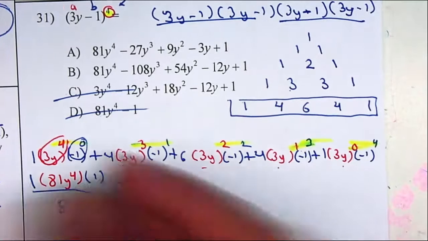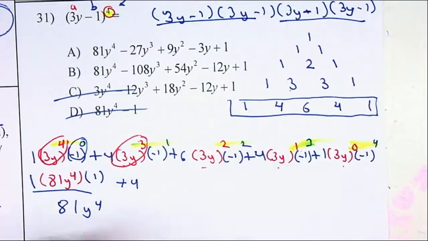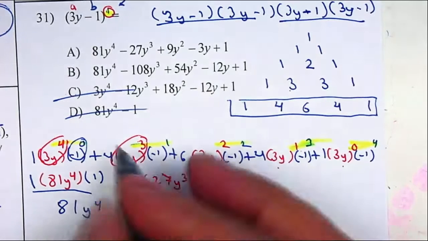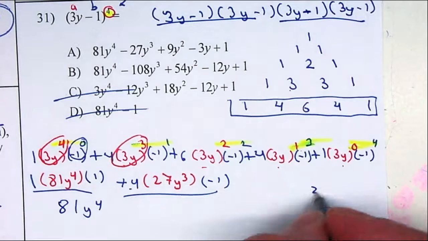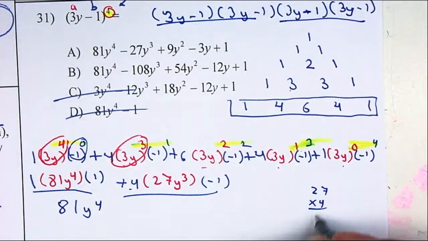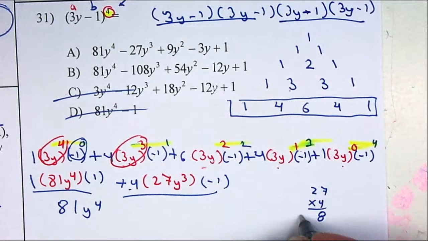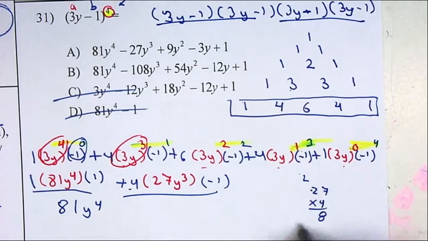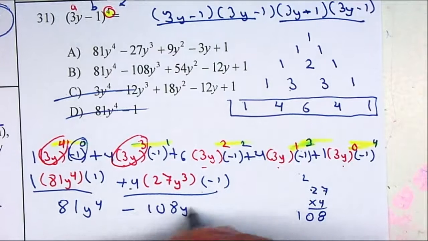So plus 4. Then we have 3y to the 3rd power, which is 3y times 3y times 3y, which will be 27y to the 3rd. And negative 1 to the 4th power will be negative 1. I'm going to multiply together. So 4 times 27, 27 times 4: that's 8, carry 2, 8, that will be 28, carry 2, that will be 4, 8, 9, 10. So 108 times the negative 1 is negative 108y to the 3rd.